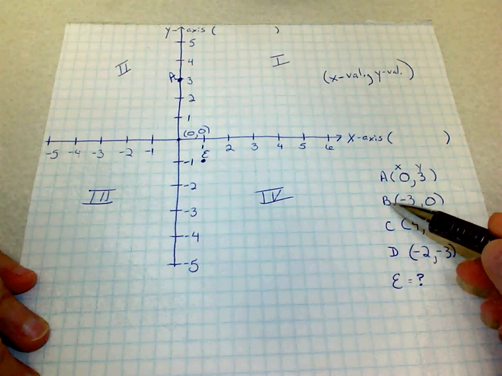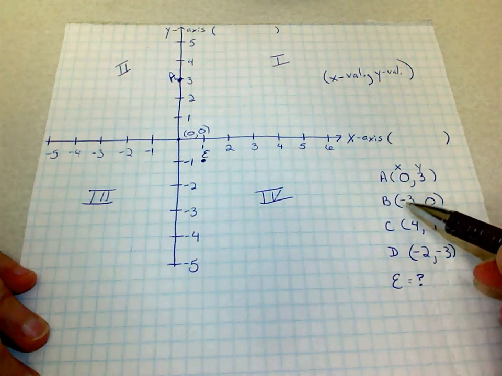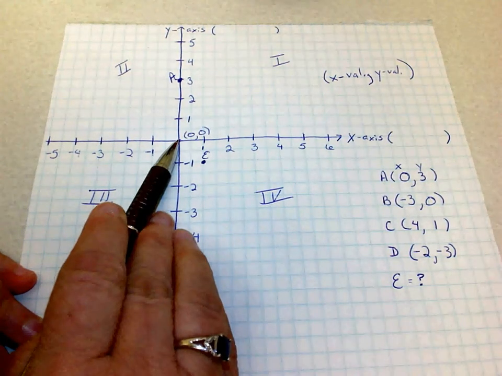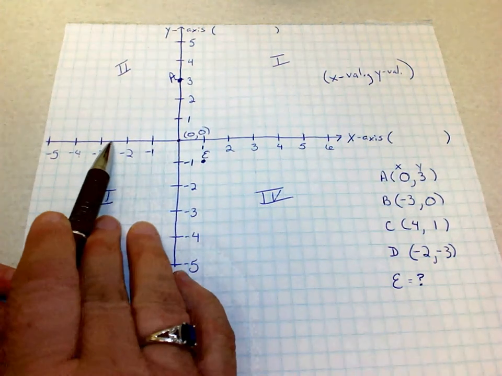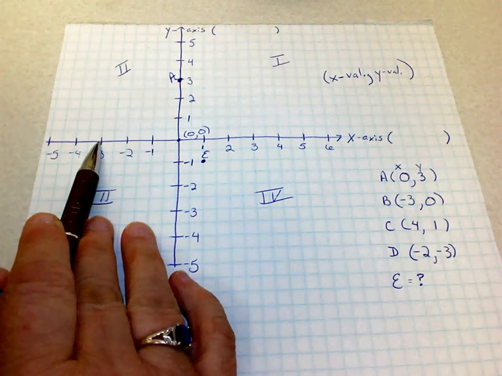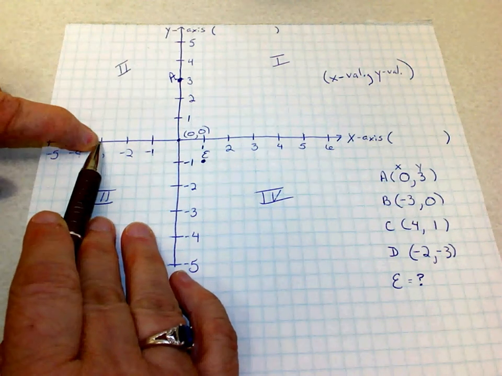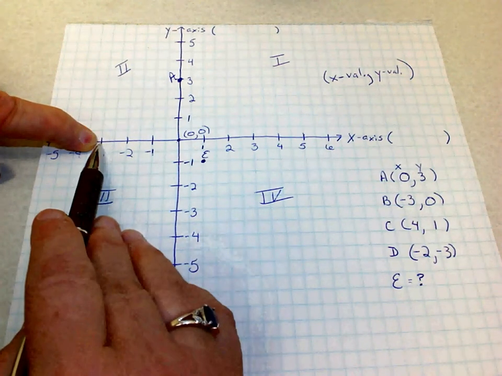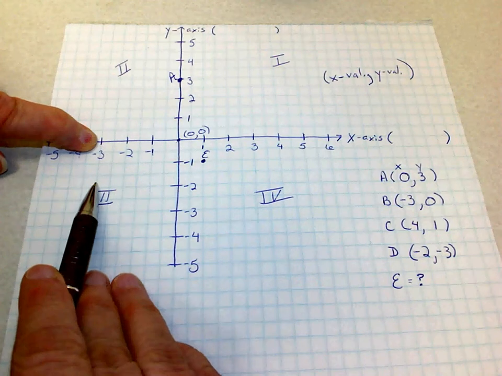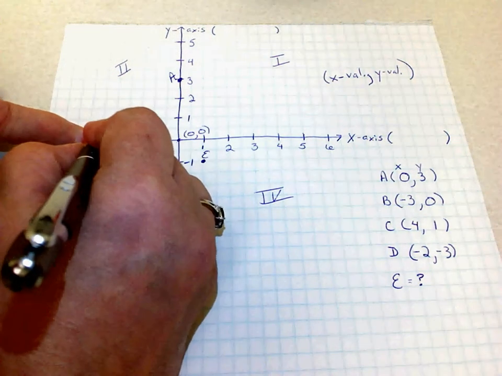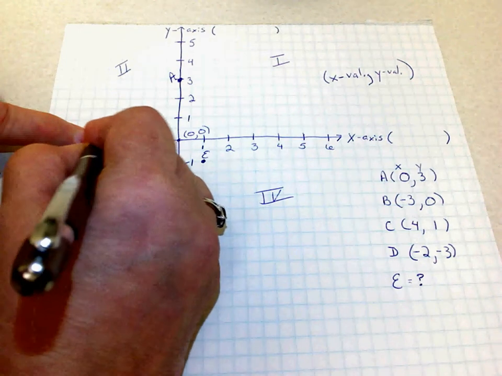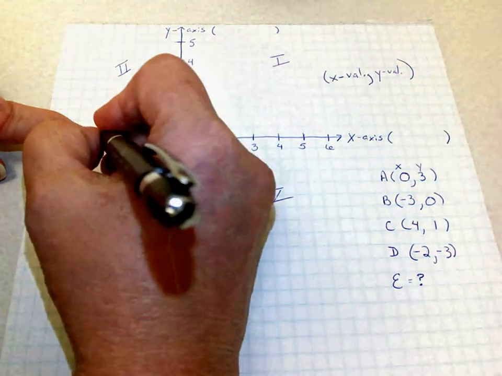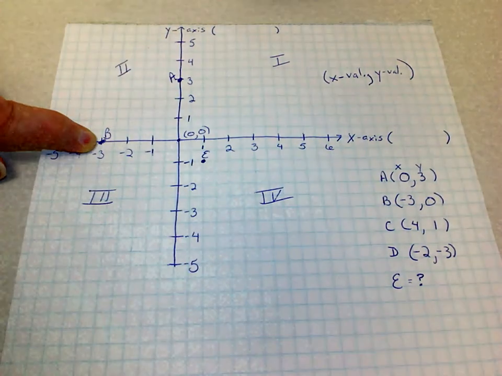So then for point B, it's (-3, 0). So I go to x equals 0, and then I move to x equals -3. Now it says that y is 0. Well, if I go up, y is positive. If I go down, y is negative. So only at this point can my y value be 0. And again, since we have more than one point, we need to label it.